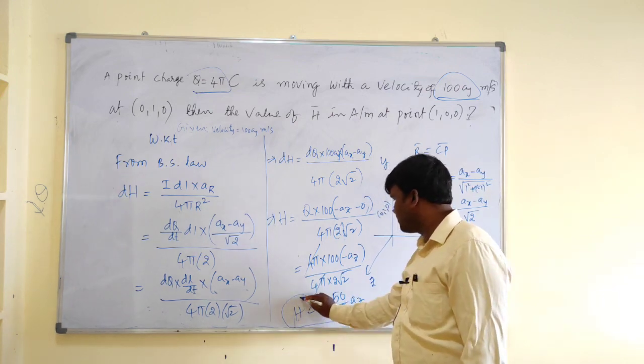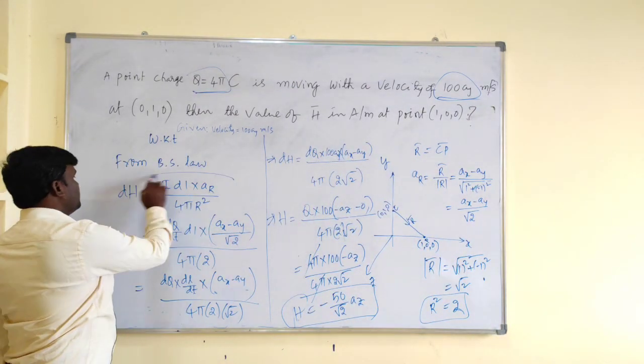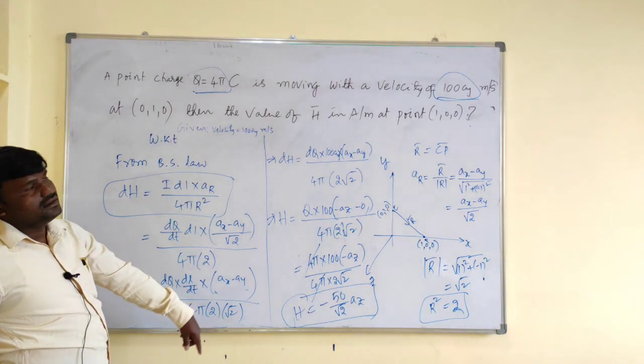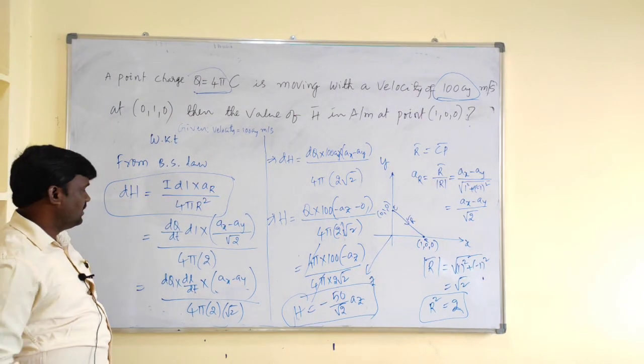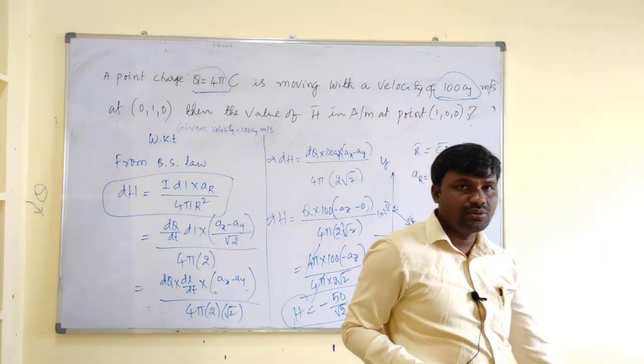This is the calculation of H by using Biot-Savart's law. From Biot-Savart's law we have dH. We have to remember this formula, substitute the given values and simplify. Finally we got the answer H as minus 50 by root 2 into a_z.